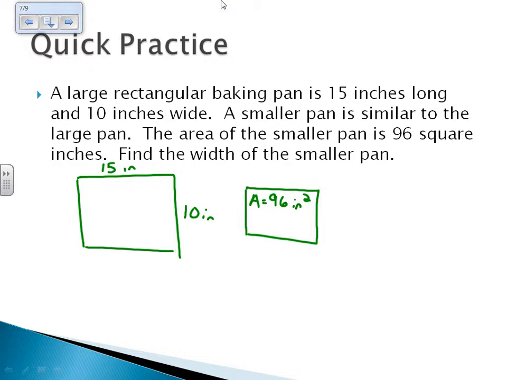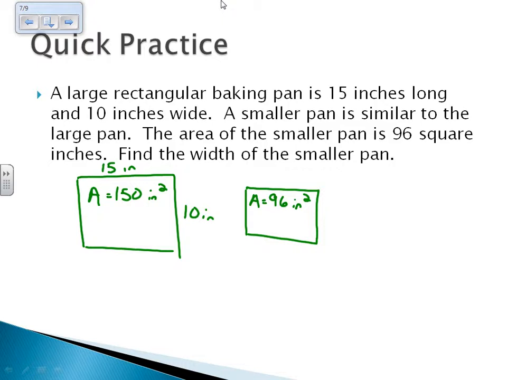How could I solve this one? Any thoughts on how I could solve this one? Kimber? The ratios of the area. Did you find the area of the larger one? Sure. So we know, she says, we know the area of the small one, so let's find the area of the large one. So the area of the large one would be what? 150 inches squared. All right. So we got 150 inches squared. What should I do now?